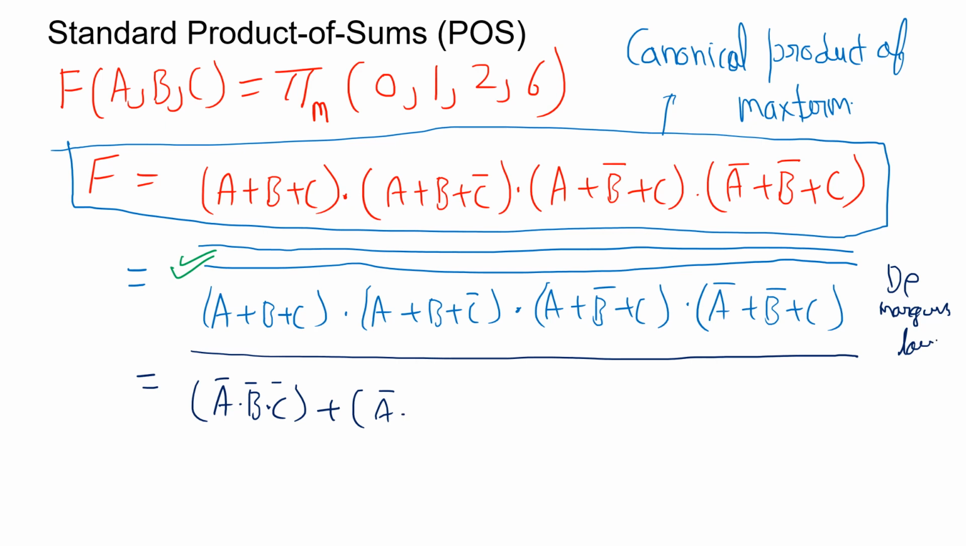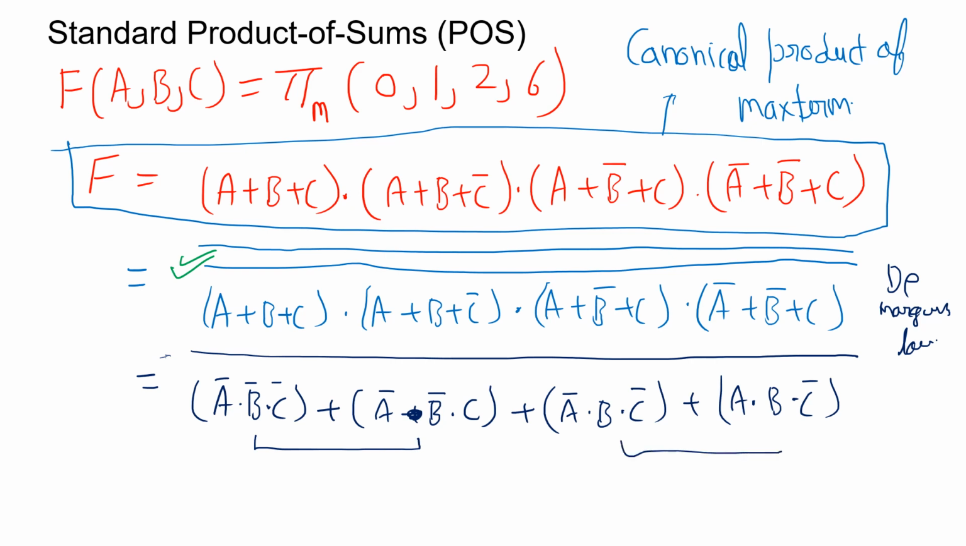So A bar dot B bar dot C plus A bar dot B dot C bar plus A dot B dot C bar, right? Now let us optimize this entire circuit, then we will again break the top one. So let us first optimize. Let me take these two together and these two together.